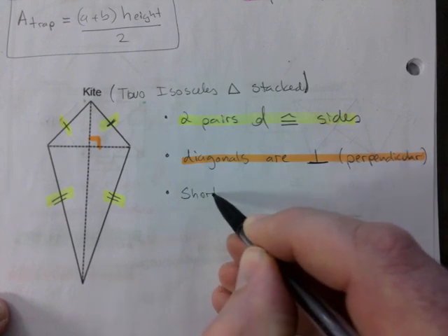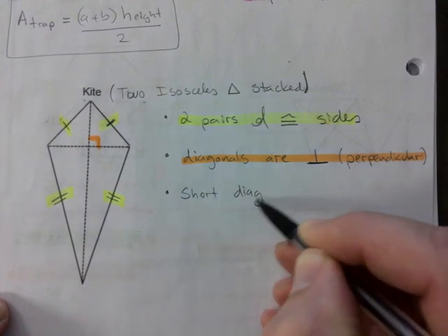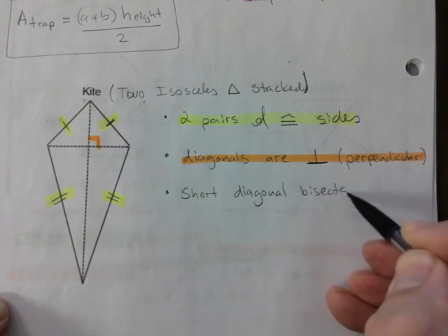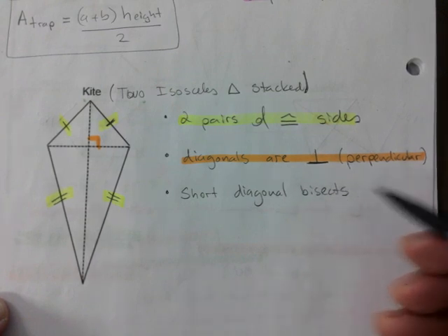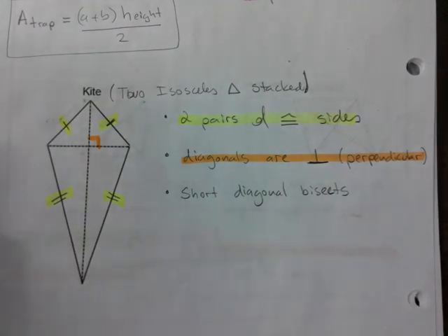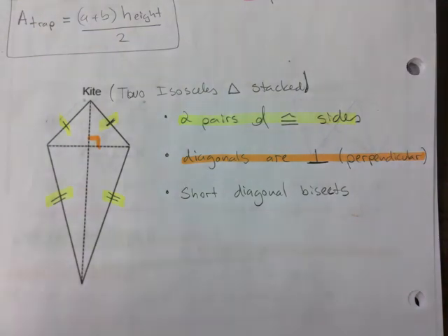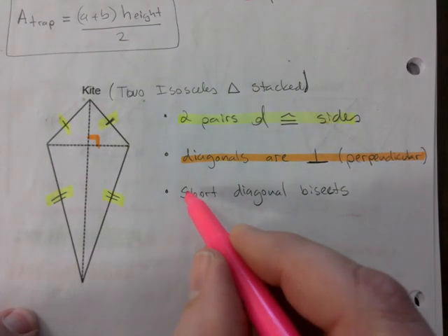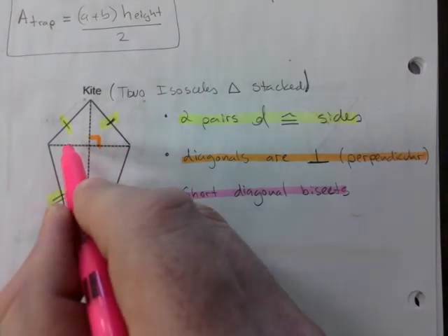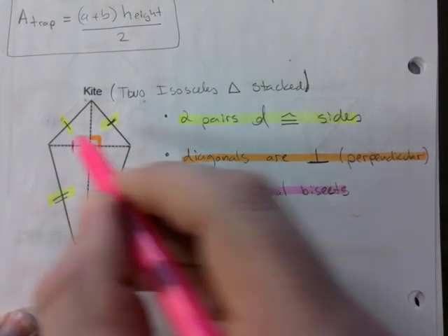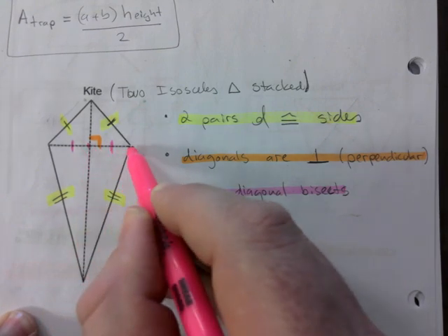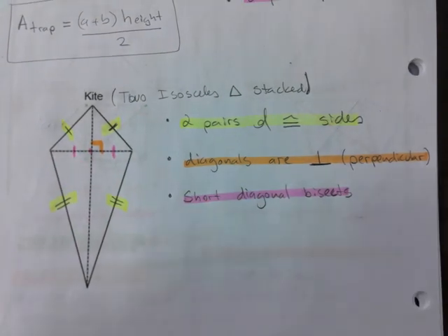Short diagonal bisects. What does that mean? Okay, I would say the short diagonal bisects. So this one here, this stretch is going to be the same as that stretch. Like if you go to the center, this little stretch and that stretch are going to be the same.